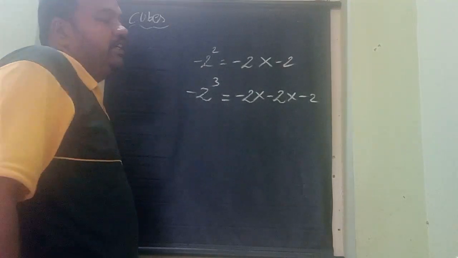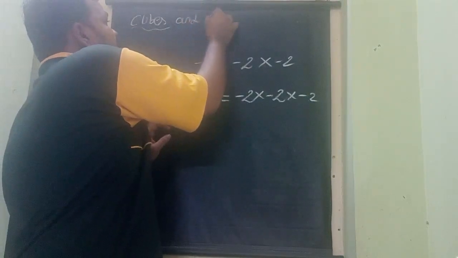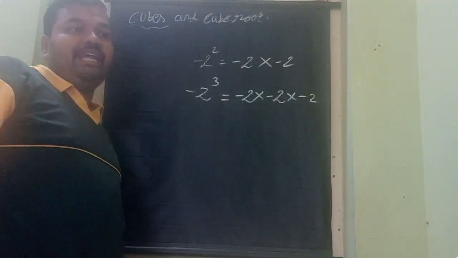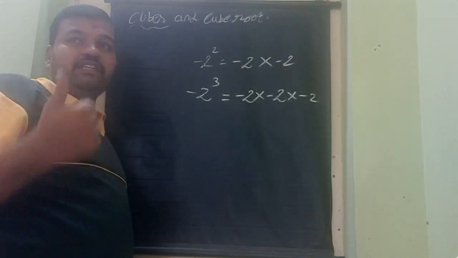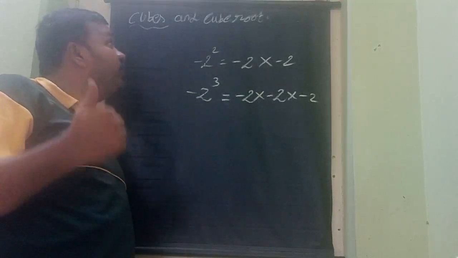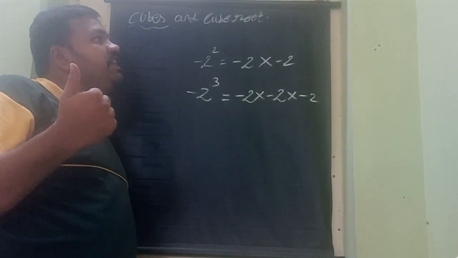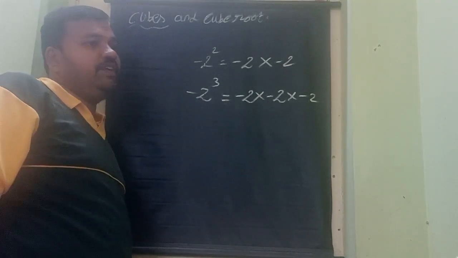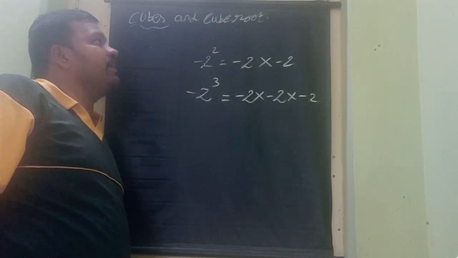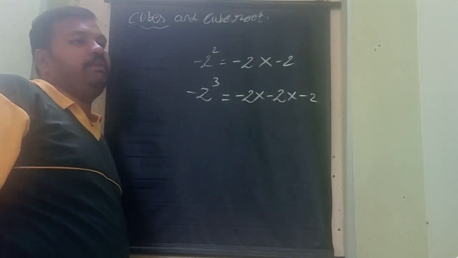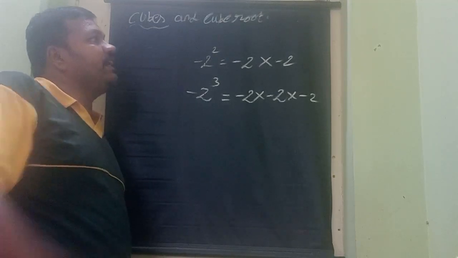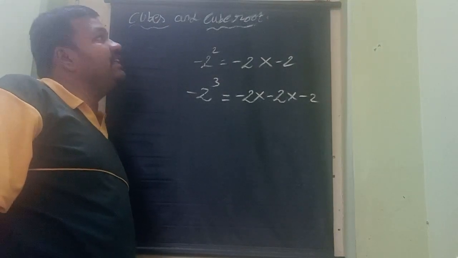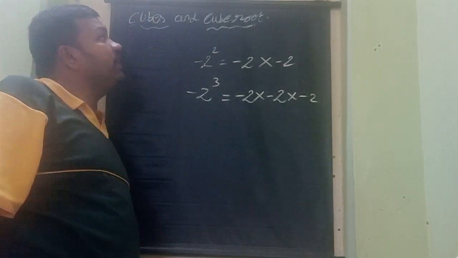So, cube and cube root. We did square and square root in the previous exercise. First we did squares. What are called squares? Multiplying the same number 2 times is called square. And square root means taking one from each pair of the same numbers is called square root. We did square root in 2 methods: first the division method, another the prime factor method. But for cube root, we have only one method, that is the prime factor method. There is no alternative method for cube root.